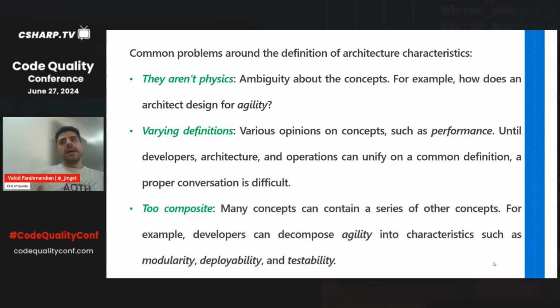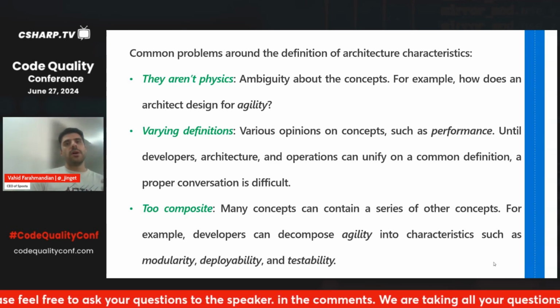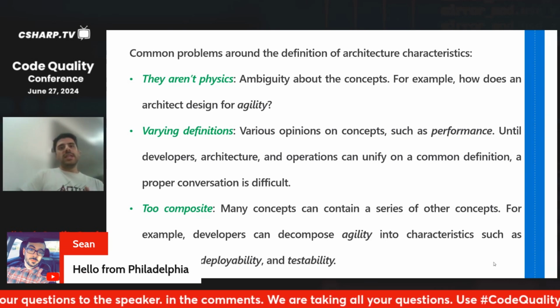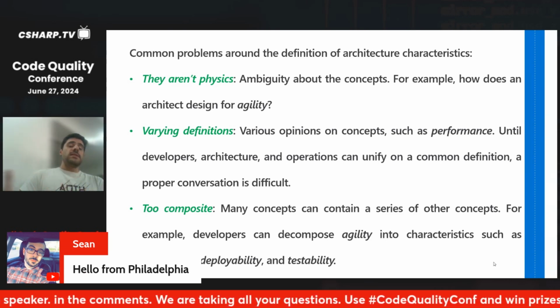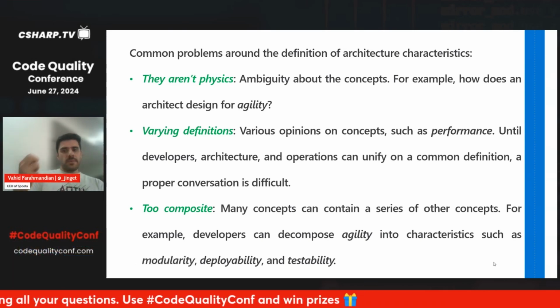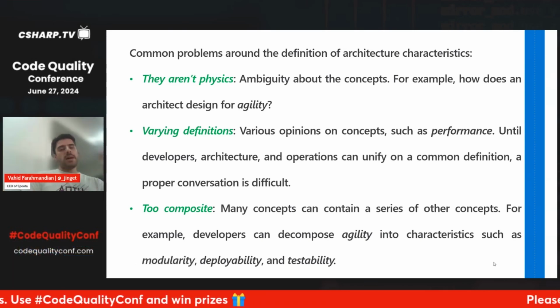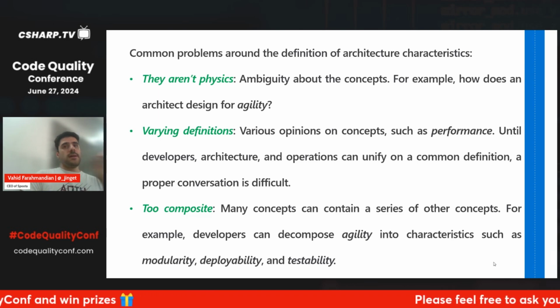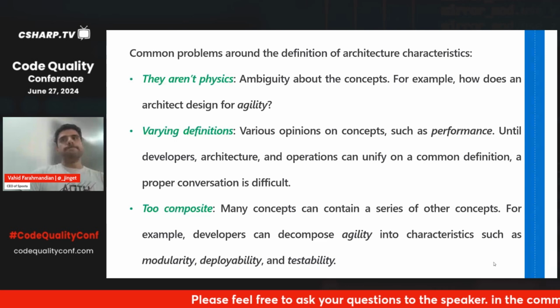The agility might be composed of different characteristics, such as modularity, deployability, testability, or other characteristics, which means that when we put all these characteristics together, the agility comes into account and shapes its definition. So there might be some characteristics which are too composite. So we need to, again, clarify them. We need to decompose them and define each of them, find a common definition for each of these characteristics.